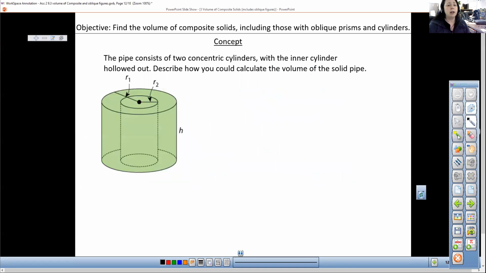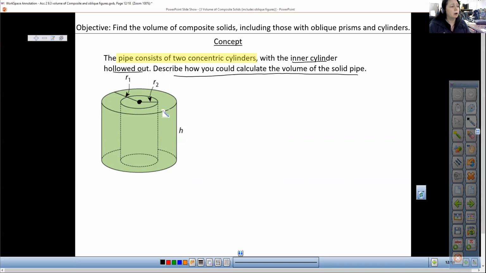All right, so we want to develop our understanding of this concept here. We have a pipe that is 2 concentric circles, or cylinders rather. That means that they have the same center. The inside or inner cylinder is hollowed out, so it's empty on the inside. Describe how you could calculate the volume of the solid pipe, which would be the part around that empty part. If you are thinking that you find the volume of the whole thing, the bigger cylinder, and subtract off the volume of the smaller part that's hollow, that would be correct.